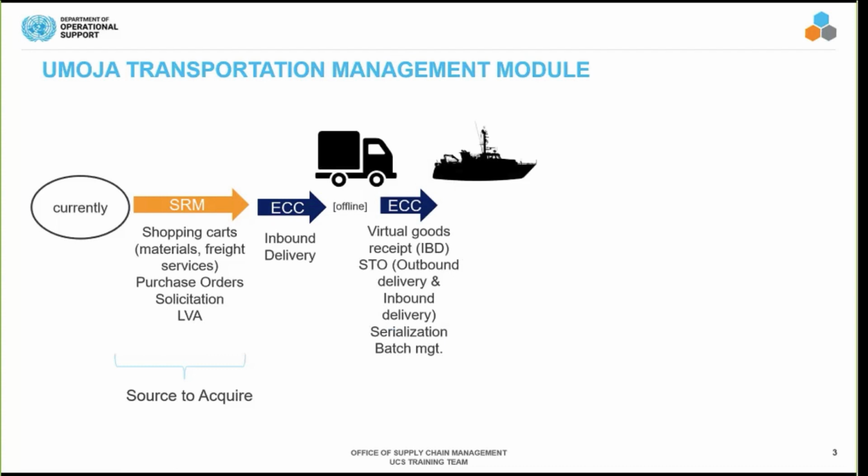And then the next step is outside Umoja, in some cases where there is virtual goods receipt. It's another leg of the transportation that we don't track in the system, and that's why we call it that it's done offline, until the material arrives to the mission, and then we use ECC in order to perform physical goods receipt.